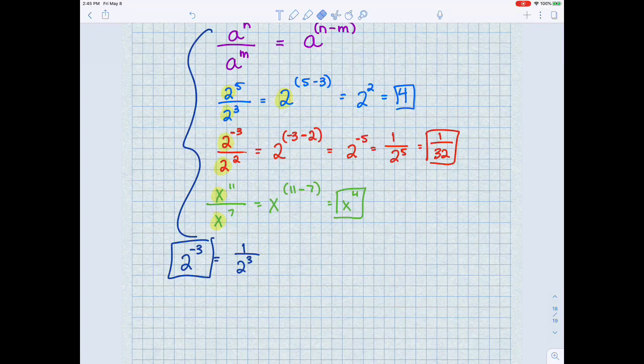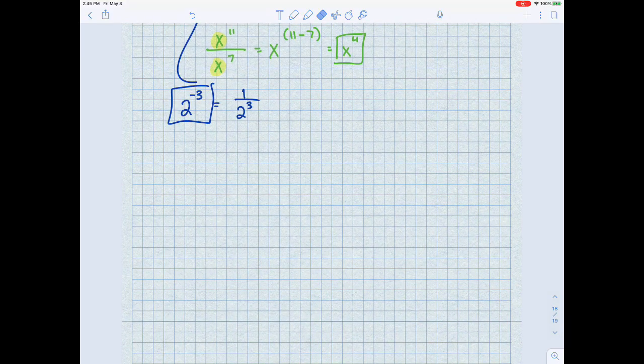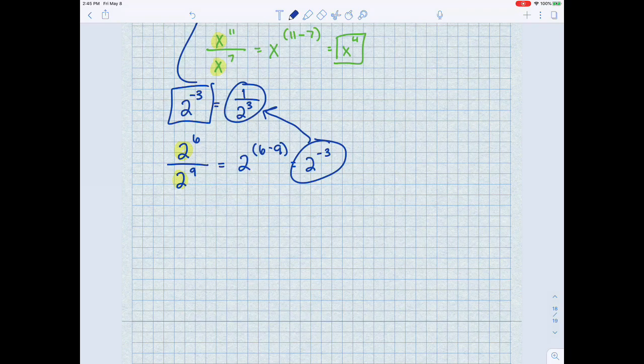I'm going to rewrite 2 to the negative 3rd. Let's do 2 to the 6th divided by 2 to the 9th power. Now, following my rule, because the bases are the same, I can rewrite this as 6 minus 9, which is the same as 2 to the negative third power. Okay, but how do we go from here to here? That is a great question.